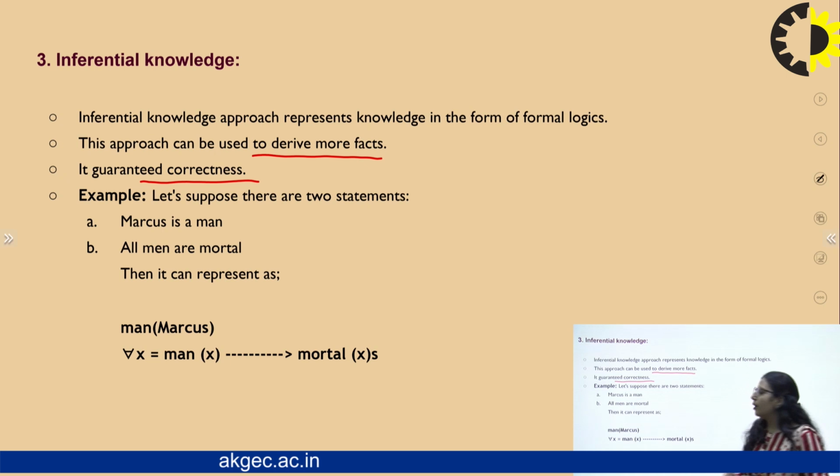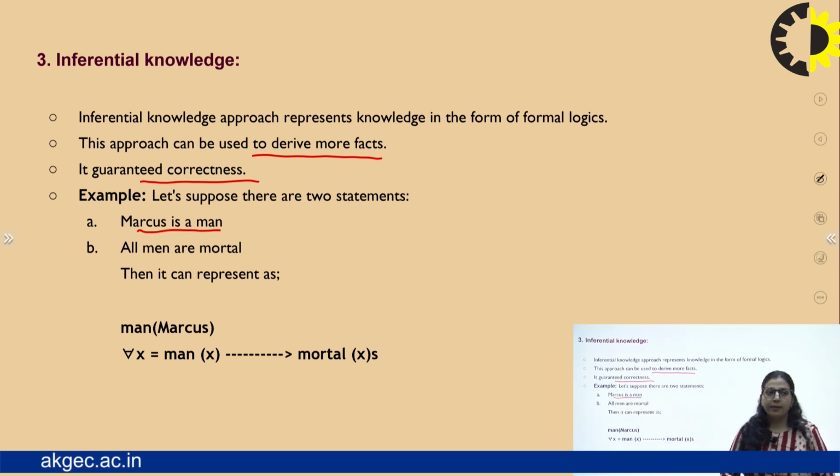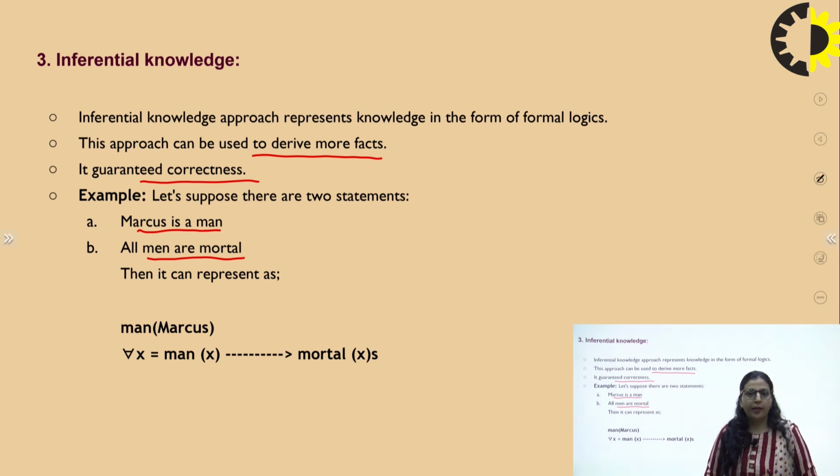Let us suppose there are two statements. If we are talking in English, the statements are: Marcus is a man. All men are mortal. We cannot represent this English language in a knowledge base, right? It won't understand. So, we need to represent it in such a way that an artificial object can understand what the statement means. So, these two statements can be converted into a form of logic that can be used to represent the knowledge.